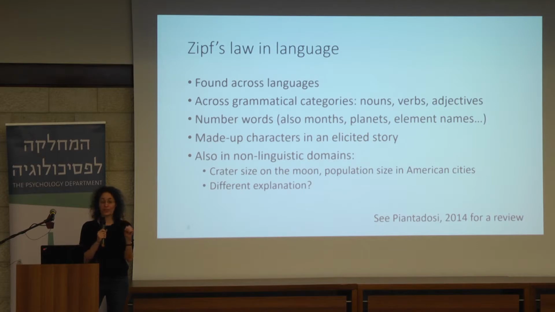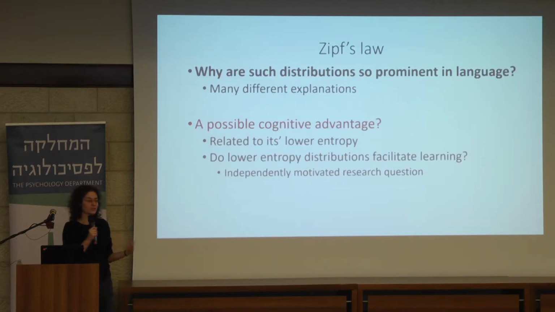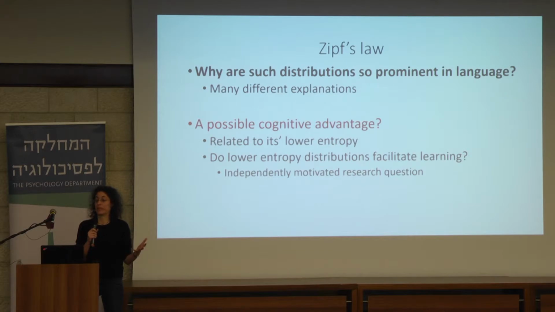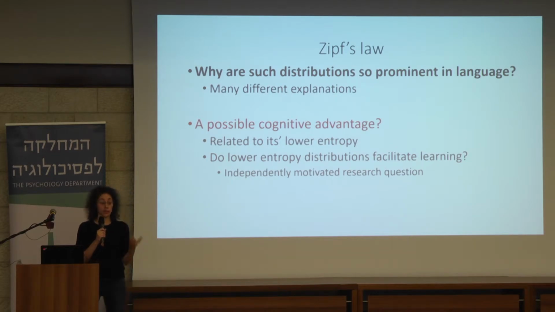I'm focusing here on why this happens in language, because for other things, the explanation may be very different. So why are such distributions so prominent in language? There have been many different explanations, mathematical, communicative, things from physics, and what we're interested in is a possible cognitive explanation. Can it be that these distributions are beneficial because of their lower entropy, that they benefit learning? So the question is, does lower entropy facilitate language learning?